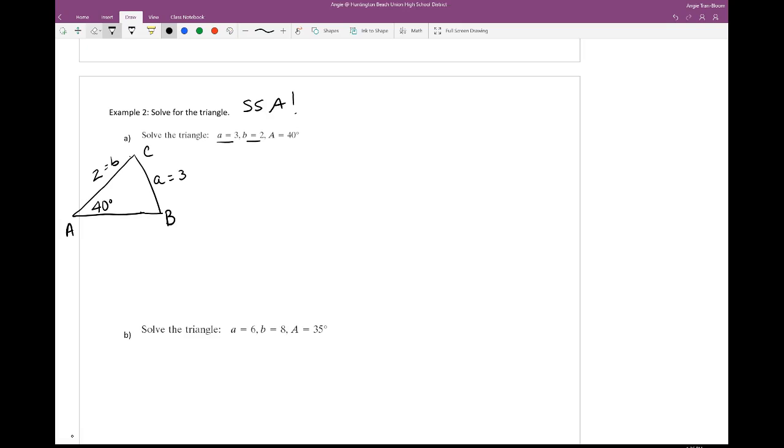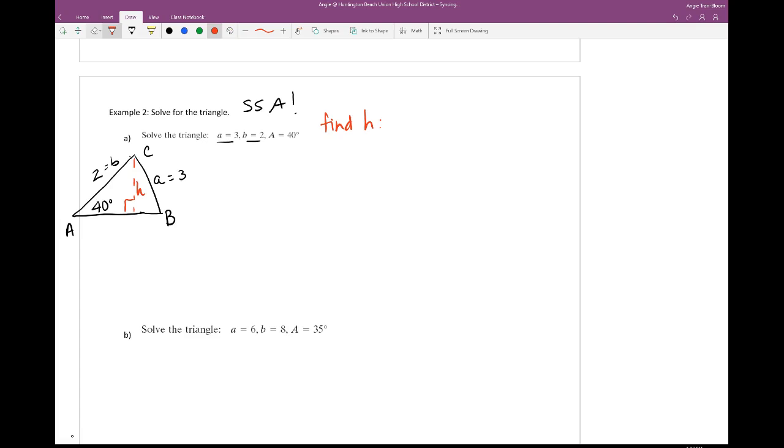Anytime you have SSA, then you have to check. Okay, let's check it first. I want you to find the height. The height is always 90 degrees to the base. So let's call this red thing H. H is easy to find because H is forming 90 degrees with the base.